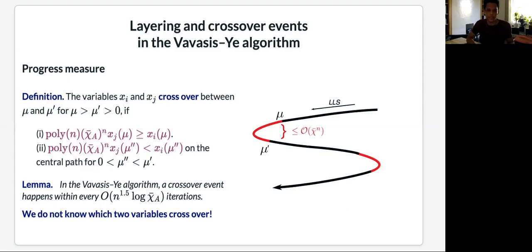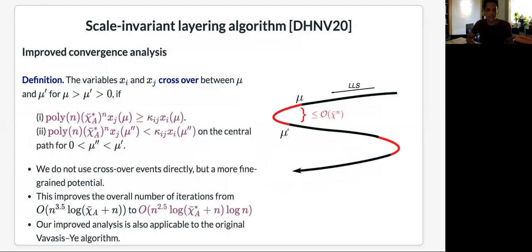So this, of course, is not a scaling invariant notion, but you can phrase the same thing in a scaling invariant manner by not saying that j is bigger than i, but j is bigger than kappa ij times xi. And then in a very close manner, you can argue that this same event will happen. And note now that this curved part does not have length chi bar to the n, but chi bar star to the n, which already gives you the scale invariant analysis with chi bar replaced by chi bar star.